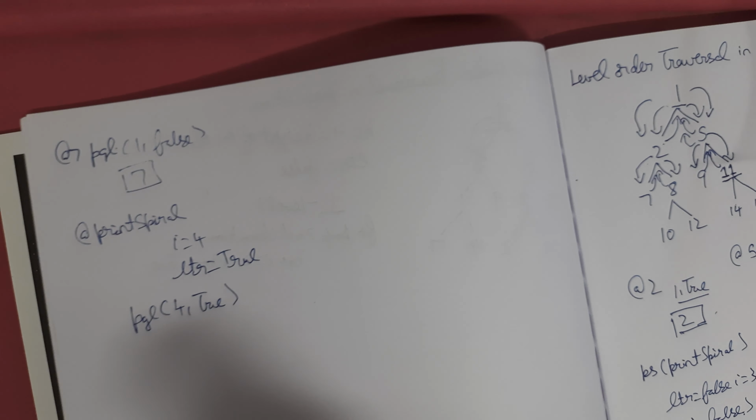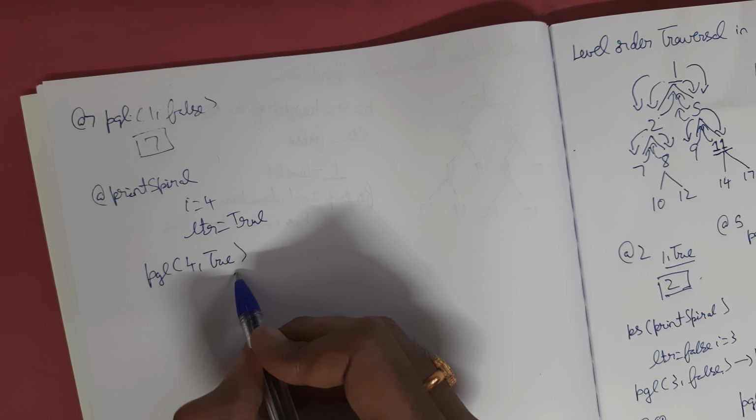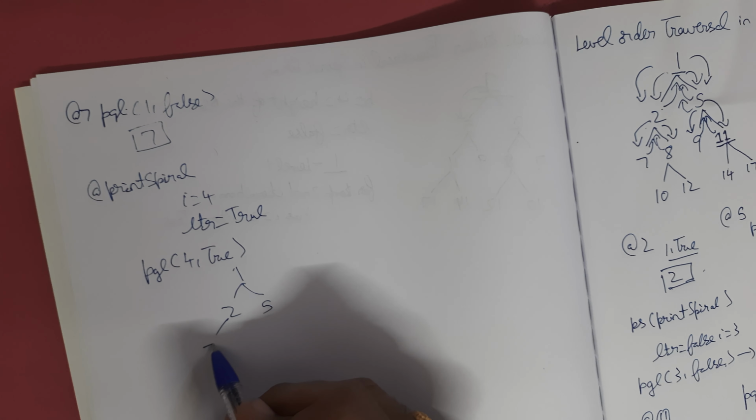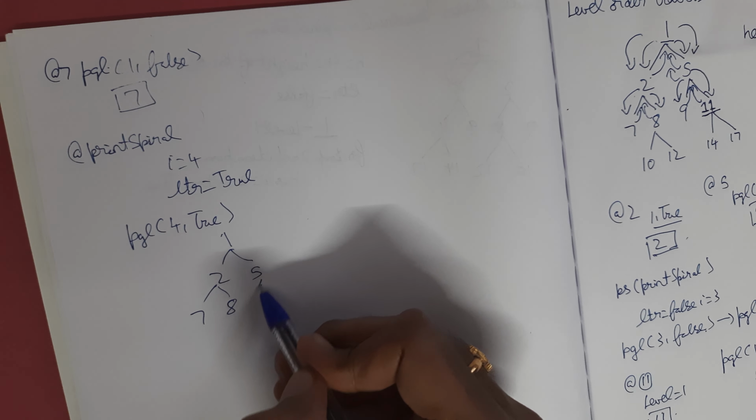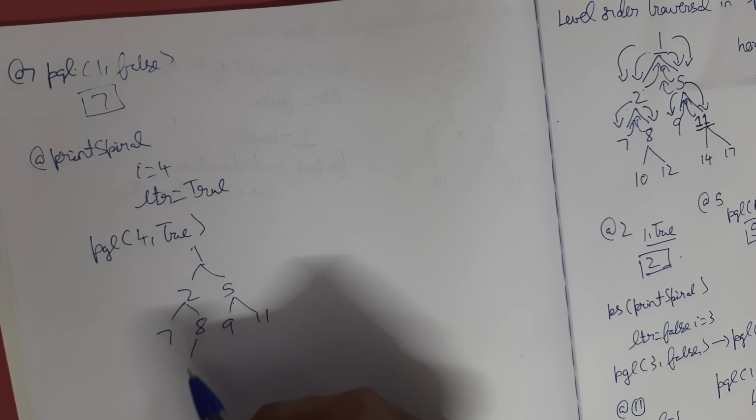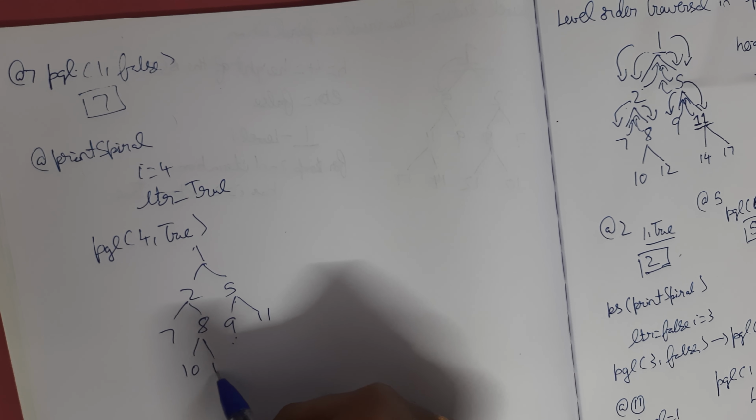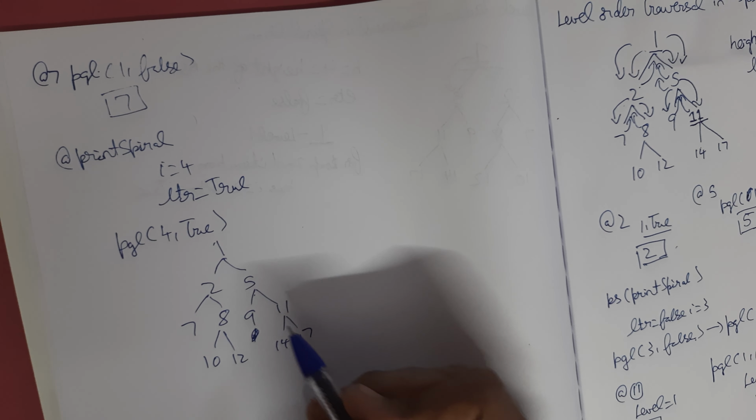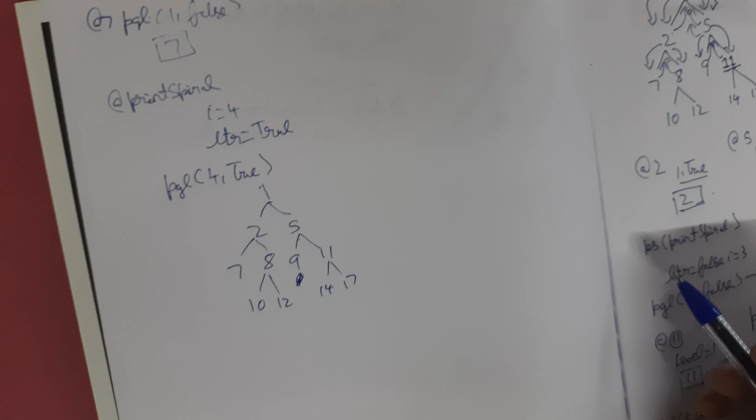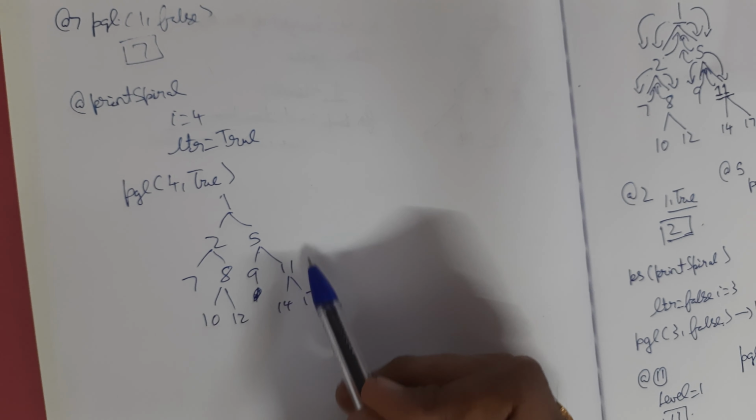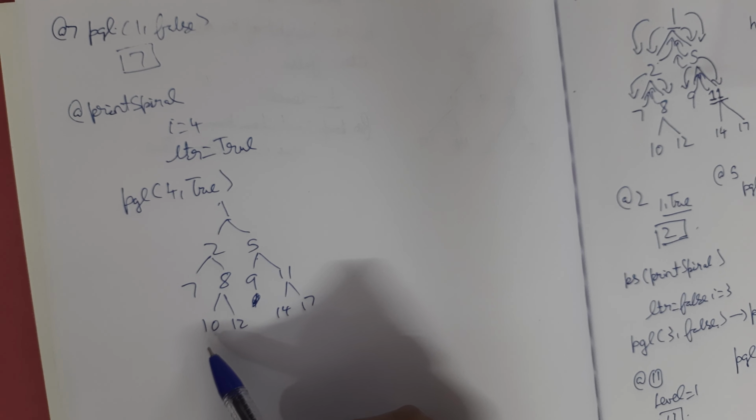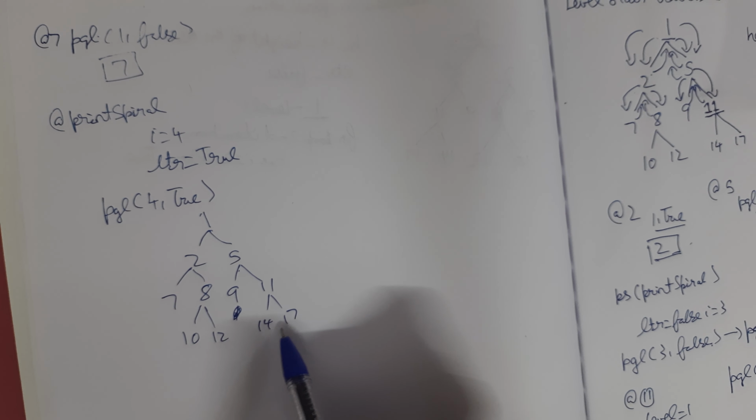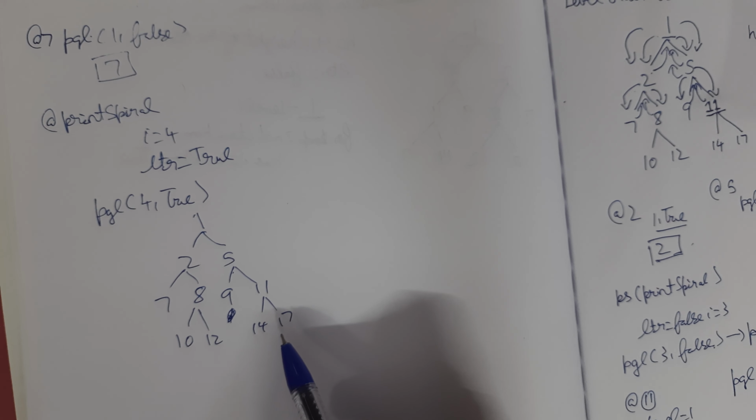So I'll draw the BST once again to give you a good outlook of how the fourth level is printed. 7, 10, 12, 14, 17. So the way we had the values printed was 1, 2, 5, 11, 9, 8, 7, and the order in which the current level has to be printed will be 10, 12, 14 and 17. So let's see if that's going to be the case.